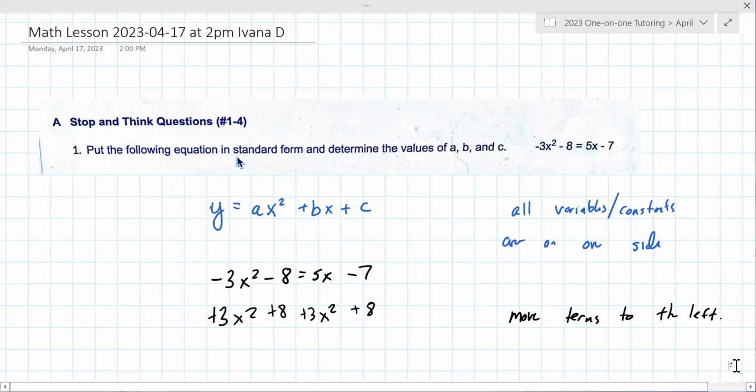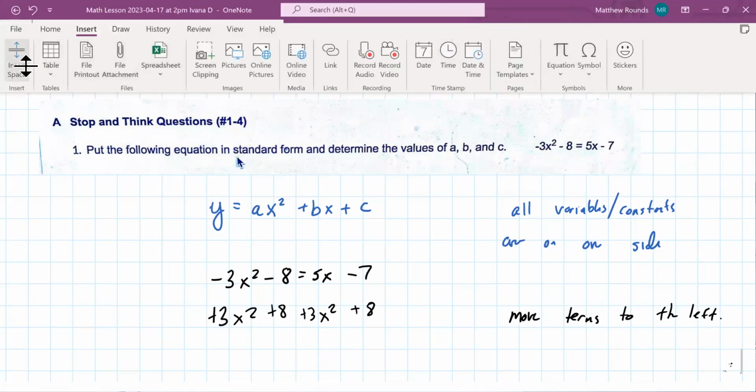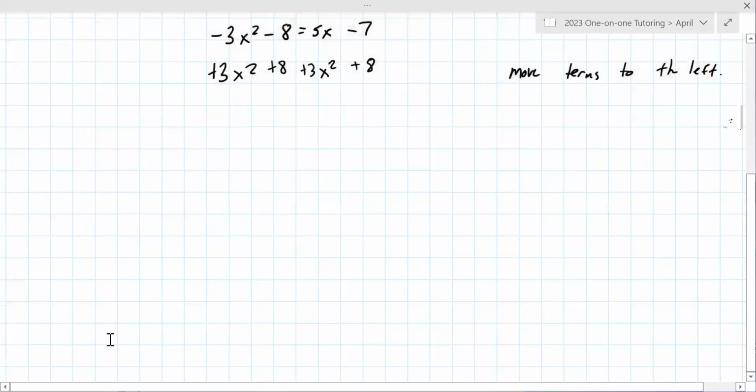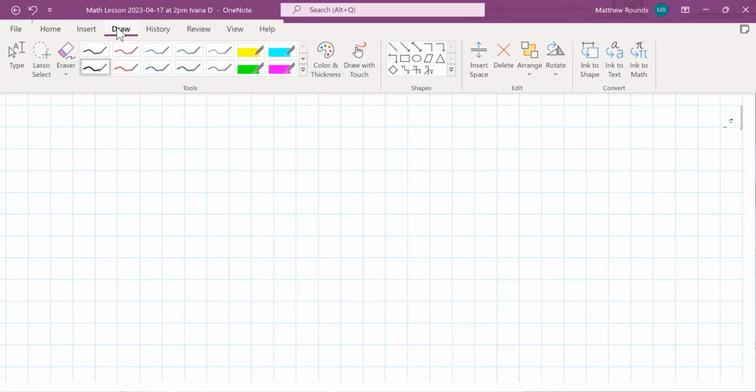So let me just get a little more room here on the screen. Not sure why it's not giving me that option here. All right, let me insert some more space. I tend to write big. I don't know if that's good or bad, but often you'll see me scrolling here.